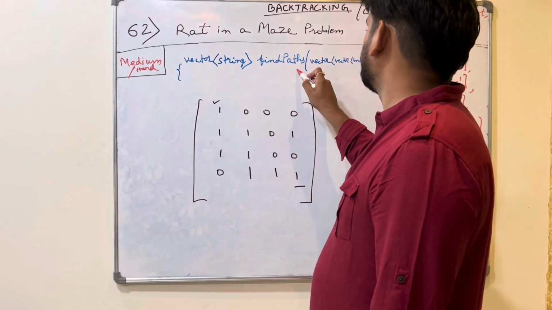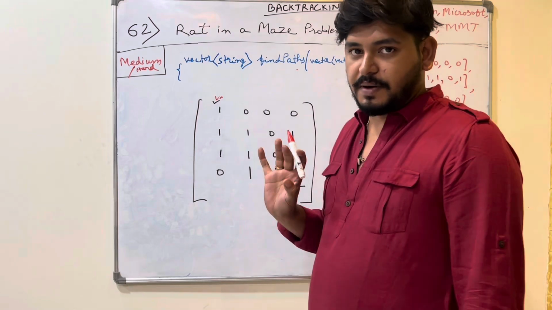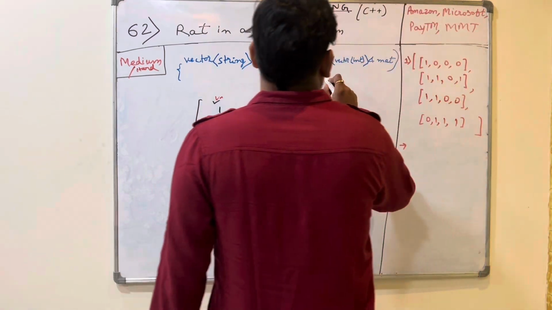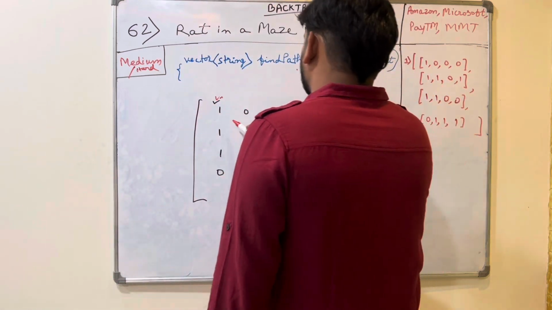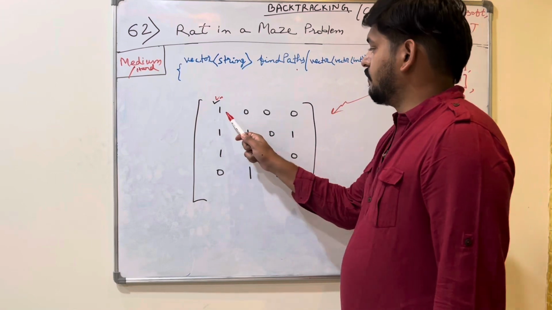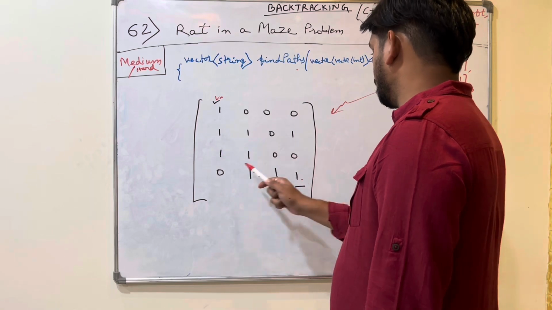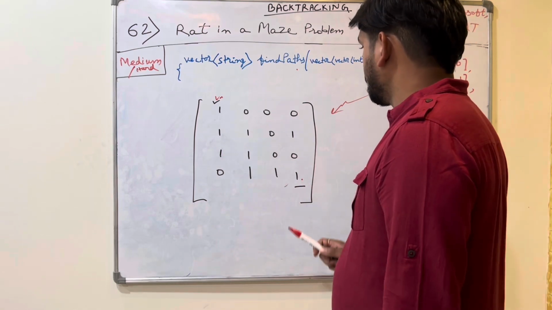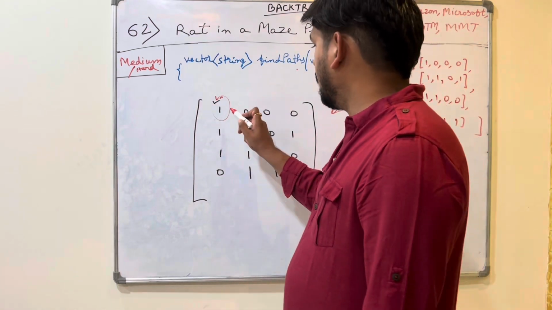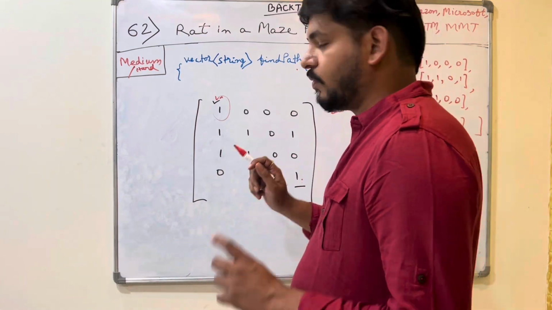We need to find all the different paths for the rat to move from the start to the end position. Let's look at this example. We are given a 2D array, which I've represented here: 1 0 0 0, 1 1 0 0, 1 1 1 0, 0 1 1 1. From here, a rat can move left, up, down or right.